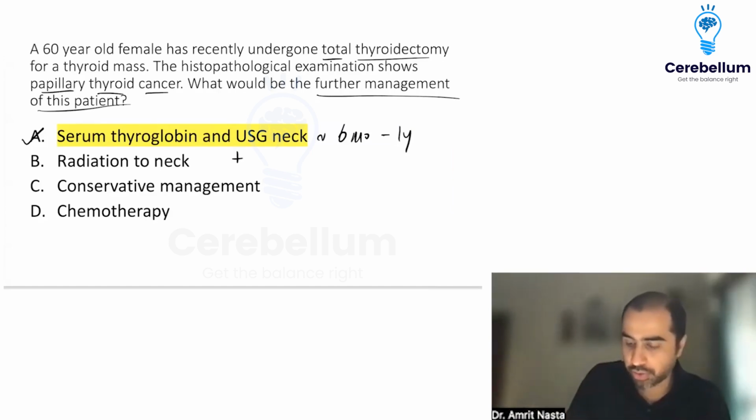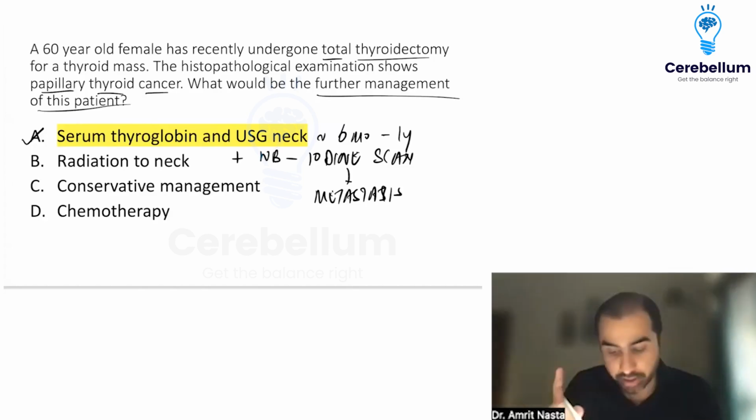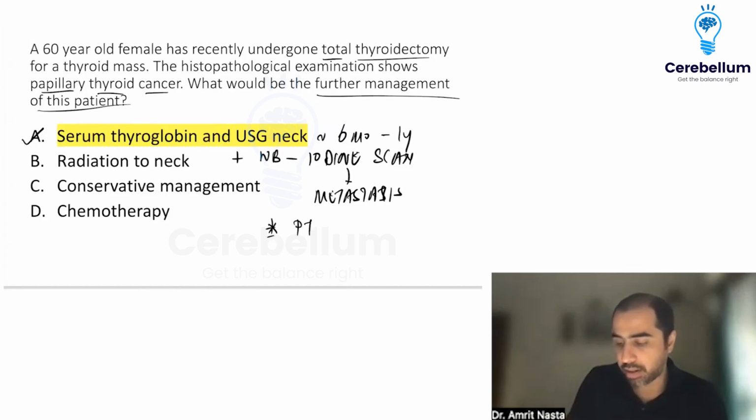Apart from this, you are going to do a whole body iodine scan. Actually, this is what you do. Whole body iodine scan. Why are you doing it? To look for metastasis. But I will say it again. This is only going to be done if the patient had a papillary thyroid cancer or follicular thyroid cancer.